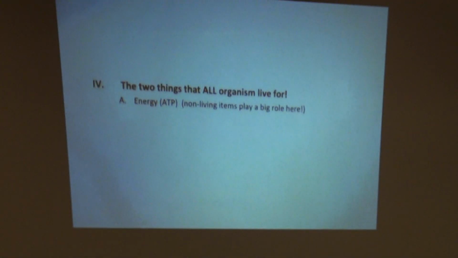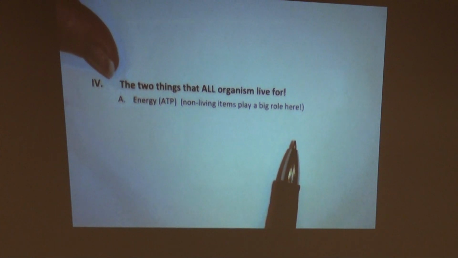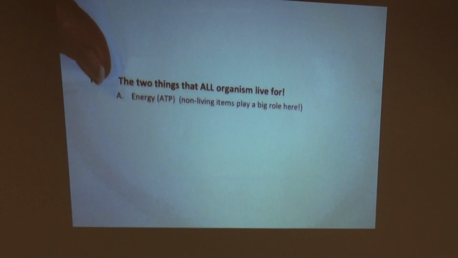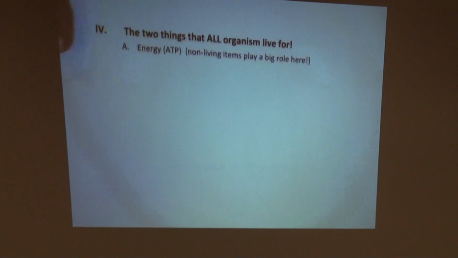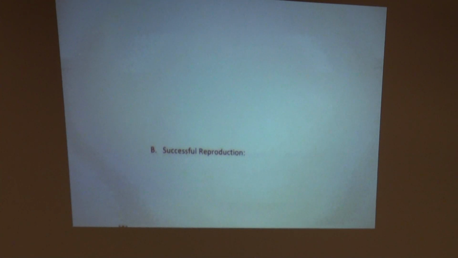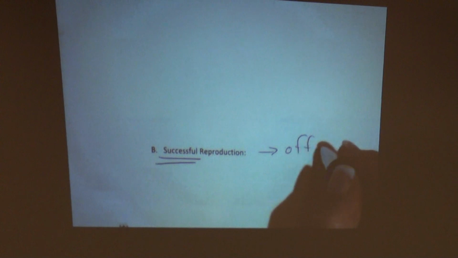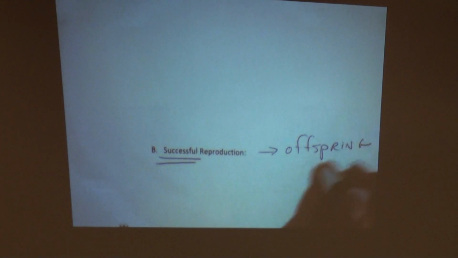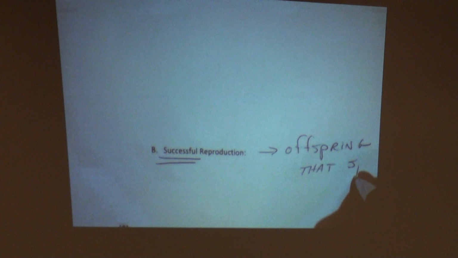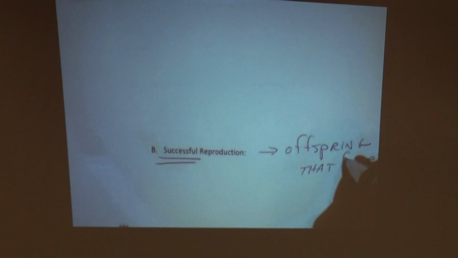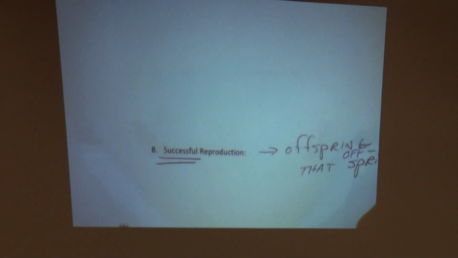Okay, we already talked about this. Here we go, two things. What do they all live for? I'm on page 7. That's right, energy. And successful reproduction. That's the key. Successful reproduction means to produce viable offspring, offspring that live. It's not good enough to produce offspring that are food for another animal, but offspring that actually make it to adulthood.